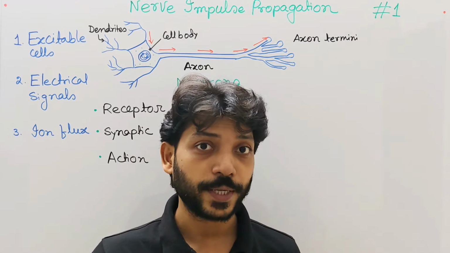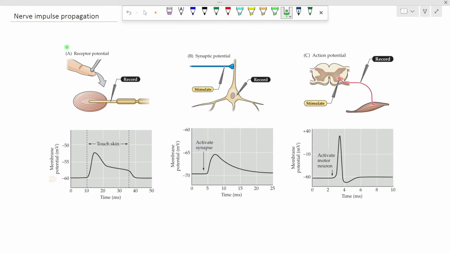Now I will give one example of receptor potential. If you touch the skin of a finger, it activates a Pacinian corpuscle, and if you record, you will find a change in membrane potential. Initially it was minus 60 millivolt and then it rises. In case of synaptic potential, if you activate the synapse, you will find that there is also a membrane potential change. Initially minus 70 millivolt, then it rises. And this is an example of action potential. Both the receptor potential and synaptic potential can generate a current that can activate or generate action potential.